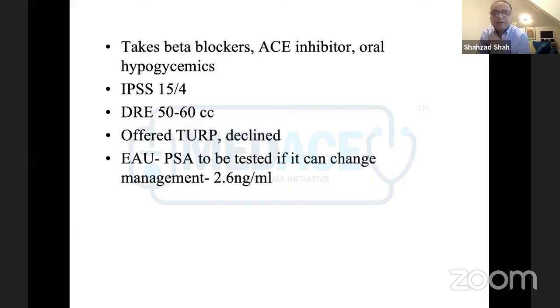He takes beta blockers, ACE inhibitors, and oral hypoglycemics. His IPSS score was 15 with a quality of life of 4, making him unhappy. Digital rectal exam revealed a 52 cc smooth prostate. He was offered a TURP, but he declined. According to EAU guidelines, whilst you are investigating LUTS, you can request a PSA if you think it can change management. His was done, and it was 2.6, so within normal range.